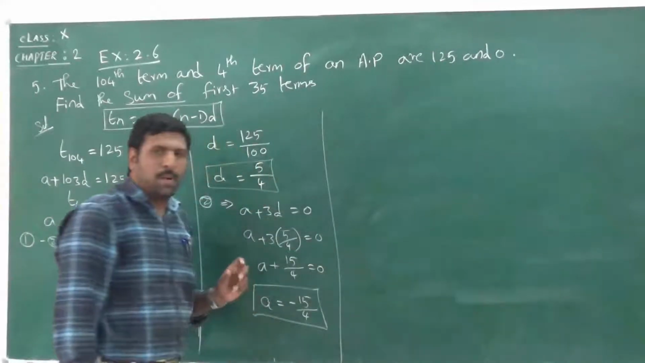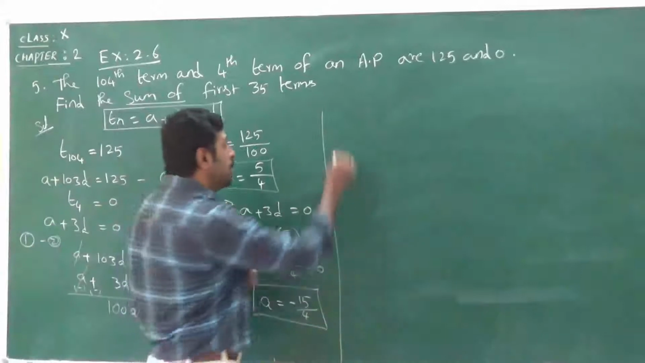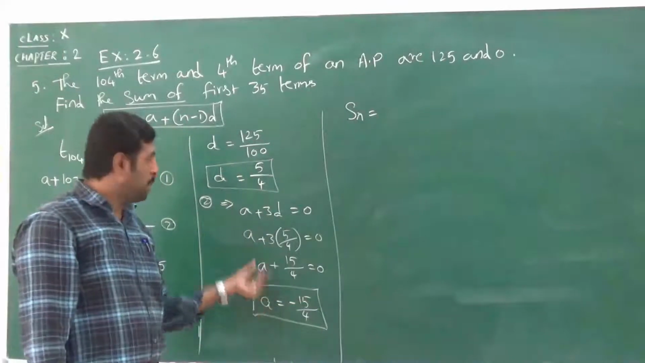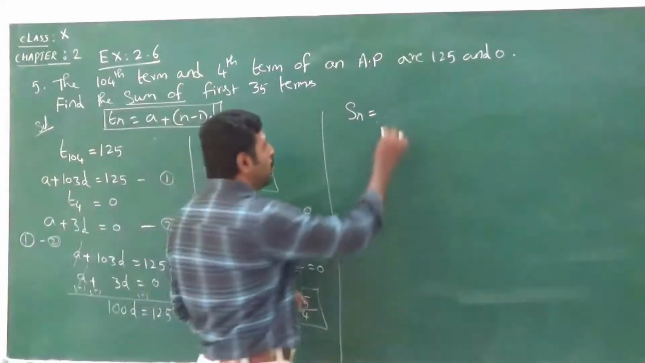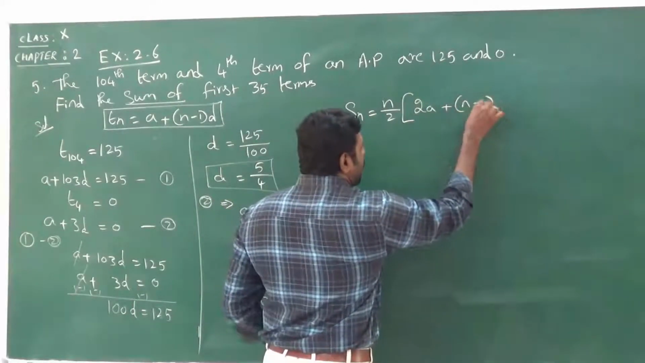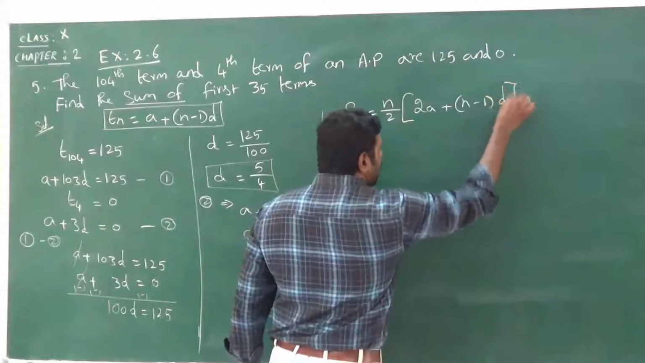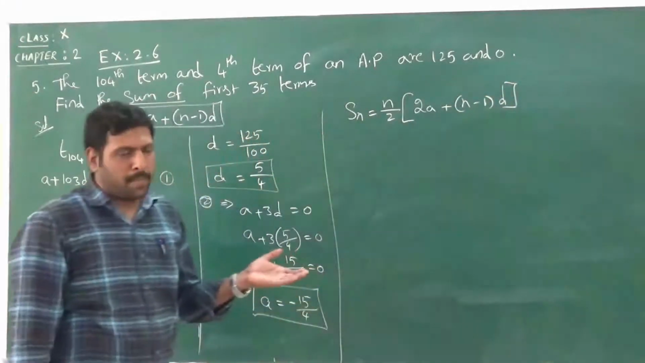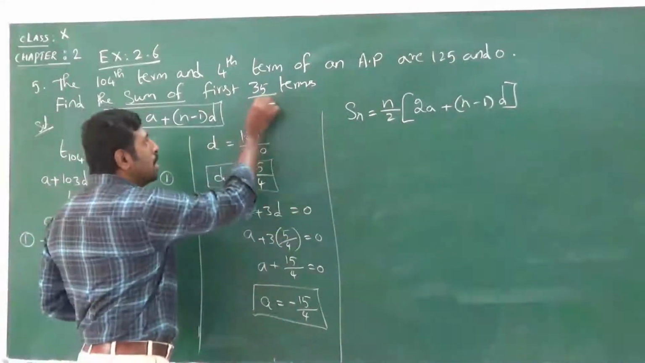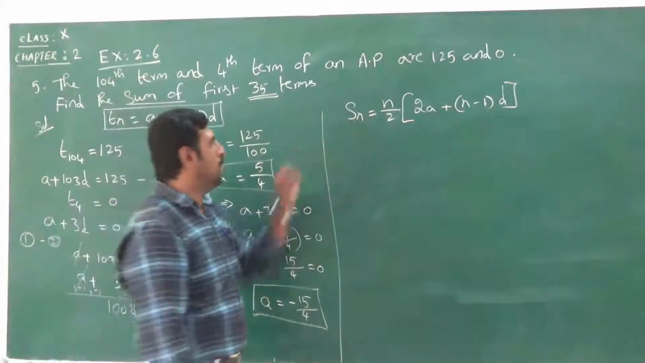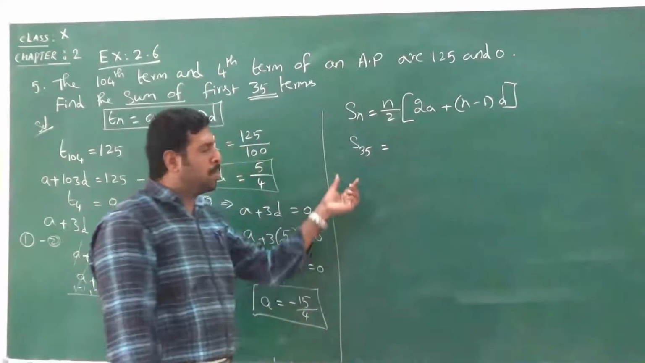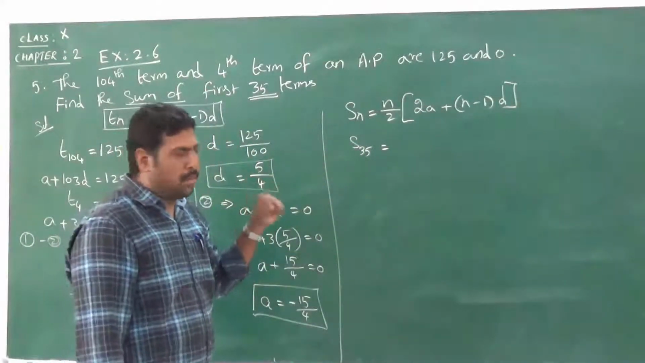We have to find the sum of the AP, which means we have a formula, that is Sn is equal to, here we know the first term a and then common difference d. So we use the formula n divided by 2 into 2a plus n minus 1 into d. It is one of the formulas to find the sum of the AP. Here we want to find 35 terms. So in the place of n, I apply the value 35. S35 means sum of the 35 terms of AP.